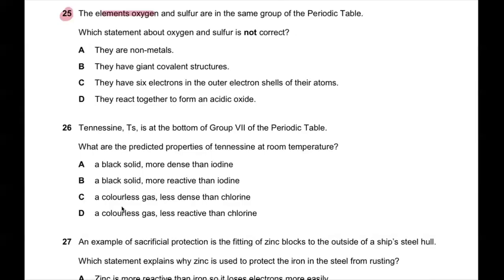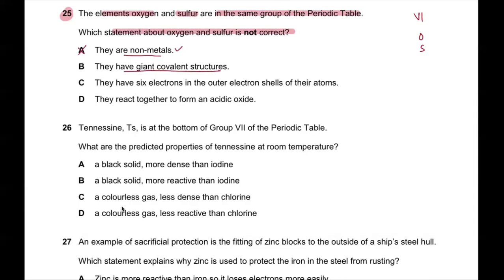25. The elements oxygen and sulfur are in the same group of the periodic table. The statement about oxygen and sulfur which is not correct. So they both are in group 6. If you look at group 6, we have first the element oxygen, then sulfur. They both are non-metals. Yes, it is correct. So if it's correct, then this is the wrong answer.